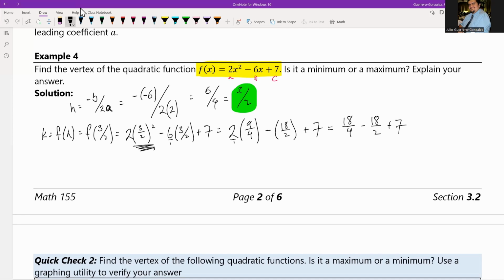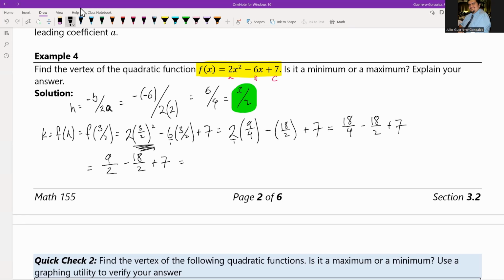Okay. Let me move over here. Equal to the 18 over 4. That actually reduces. So that's going to be 9 over 2 minus 18 over 2 plus 7.